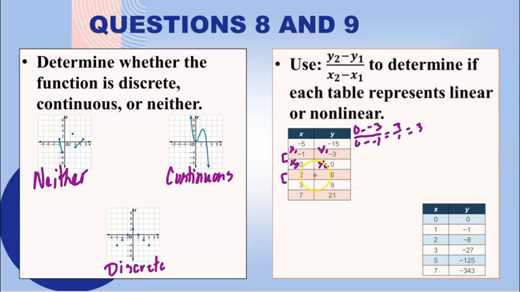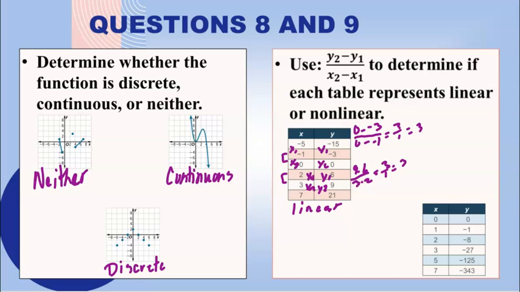If I do these, this would be x1, y1, x2, y2. So I'd have 9 minus 6 divided by 3 minus 2, which will give us 3 over 1, which means I have a slope of 3. The slope of 3 is the same, so this one would be linear, because linear functions have a consistent or constant slope.